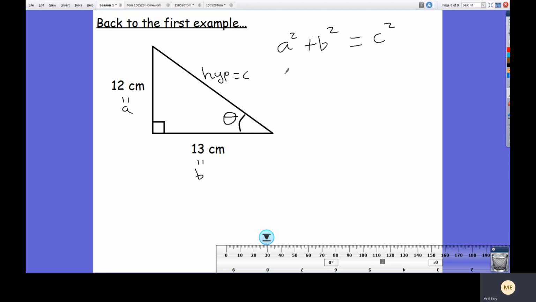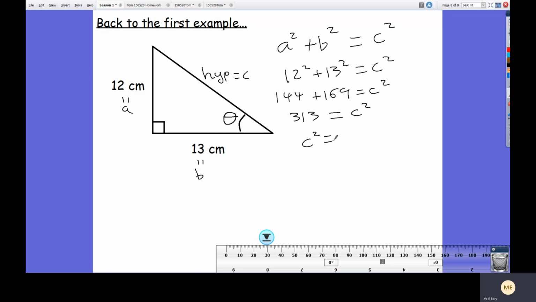Then I can substitute my numbers in. 12 squared plus 13 squared is equal to C squared. I can calculate this. 12 squared is 144. 13 squared is 169, so I've got 144 plus 169 is C squared. Calculating that, I get 313 is C squared. And then if I want to find C, I need to essentially undo the square.